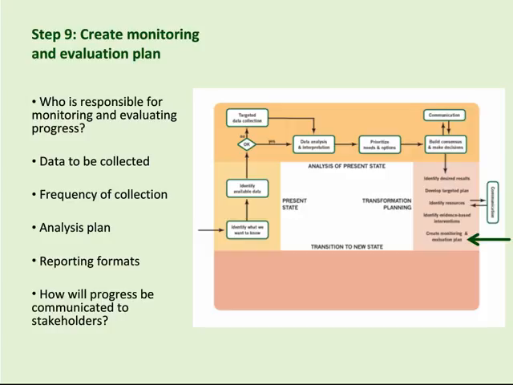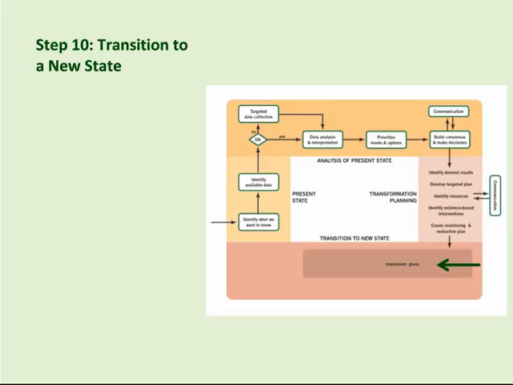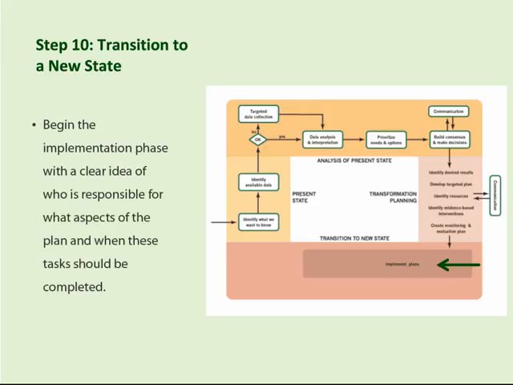The last steps in the transformation planning stage involve creating a plan to monitor and evaluate the improvement strategy's effectiveness in achieving the desired result, and again, communicating with relevant stakeholders. Once you finish your transformation planning, it is time for the final stage in the data use process, transitioning to a new state. Begin the implementation phase with a clear idea of who is responsible for what aspects of the plan and when these tasks should be completed.